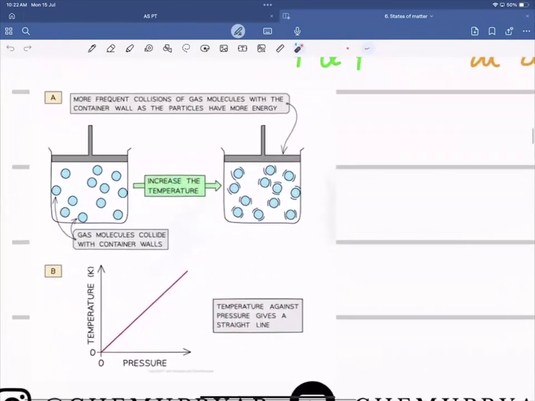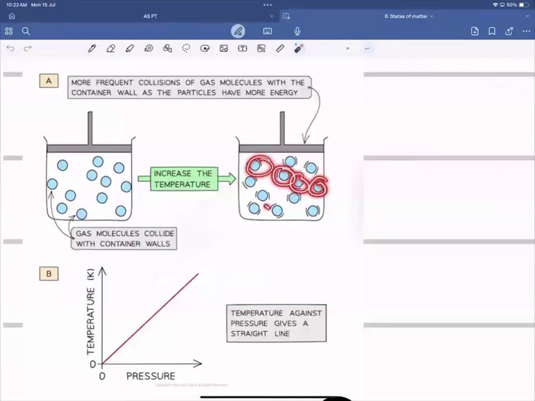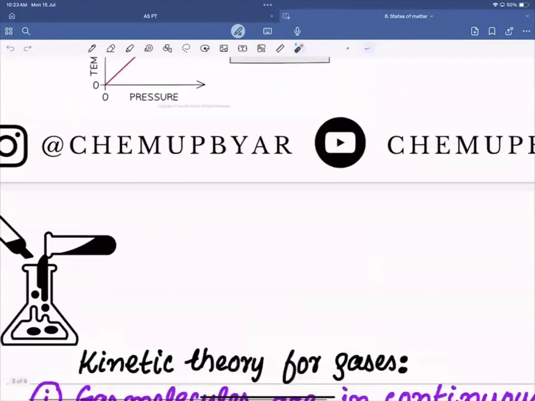See over here, that is a visual and graphical representation. When the temperature is increased, the particles become faster, and as a result they collide more frequently, which leads to a greater pressure.